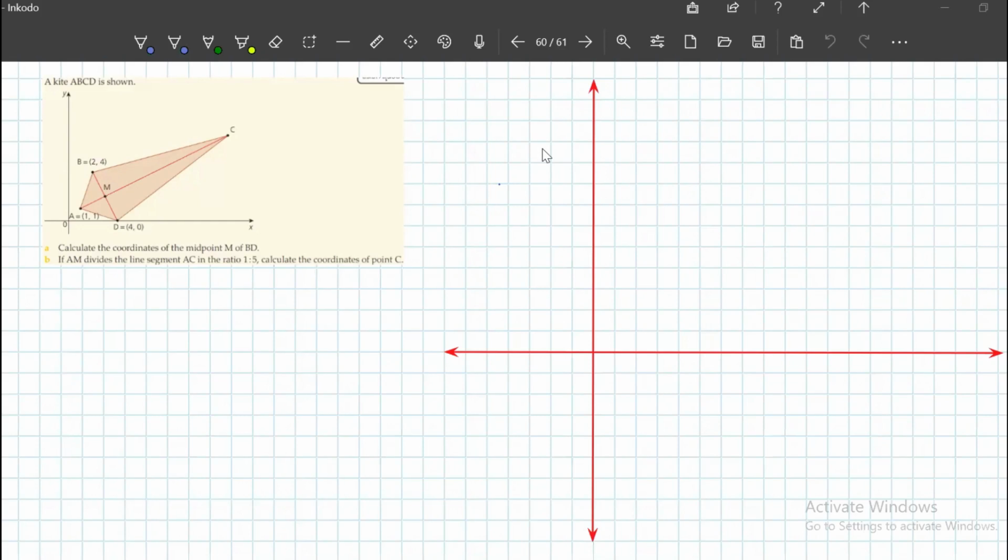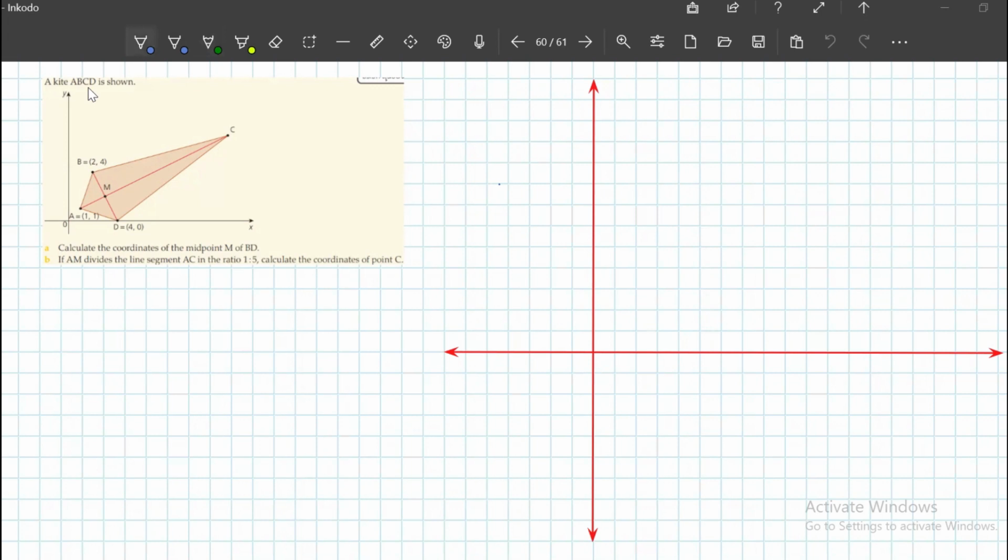In this video we'll discuss kite ABCD, as shown, as you can see. In this case we will discuss the midpoint as well, the midpoint of BD. Later on we will try to find out, if AM divides the line segment AC in the ratio 1:5, calculate the coordinate of C.